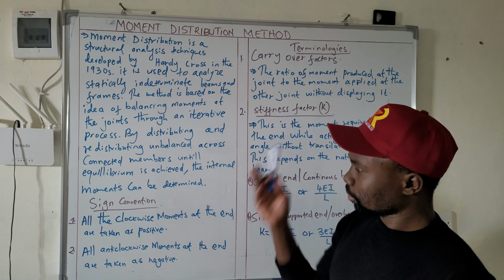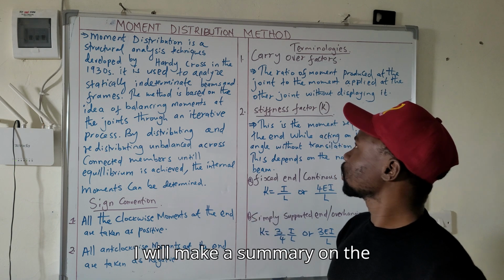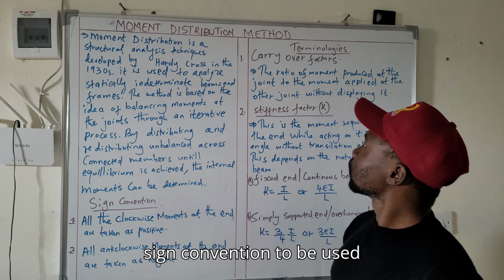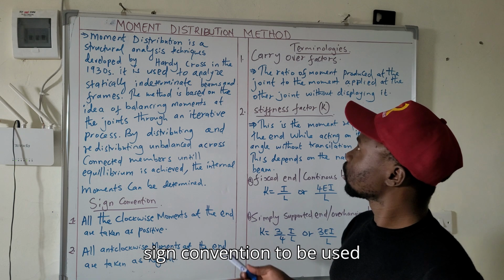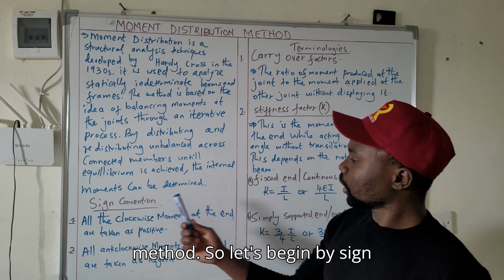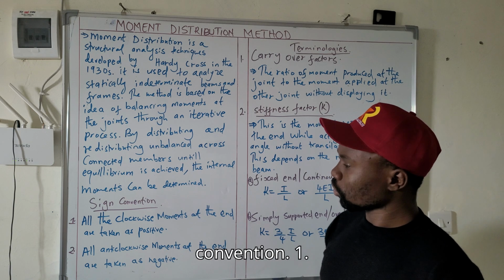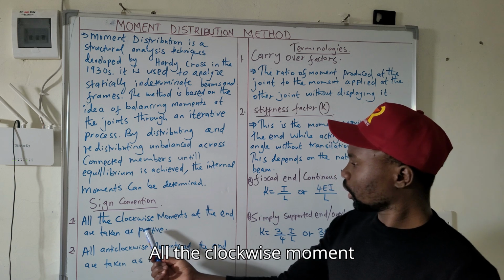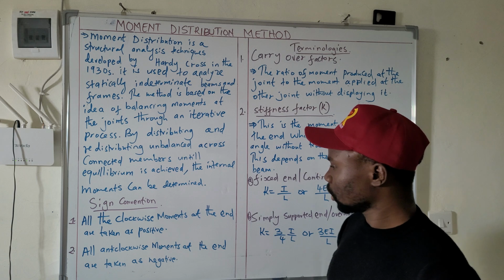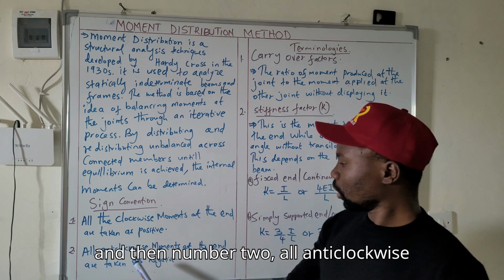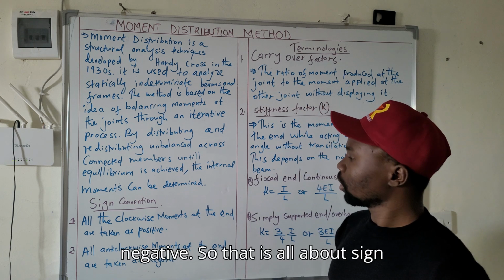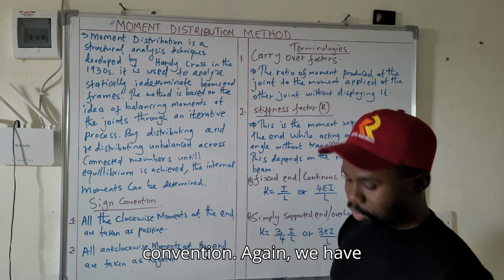Under this, I will make a summary of the formulas and sign convention to be used when dealing with the moment distribution method. So let's begin with the sign convention. Number one, all clockwise moments at the ends are taken as positive. And number two, all anti-clockwise moments at the ends are taken as negative. So that is all about sign convention.